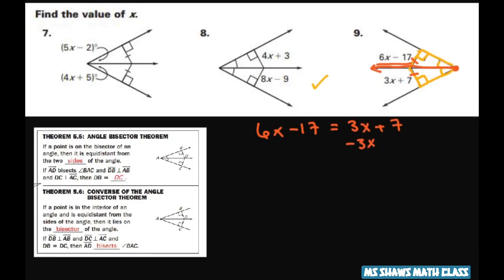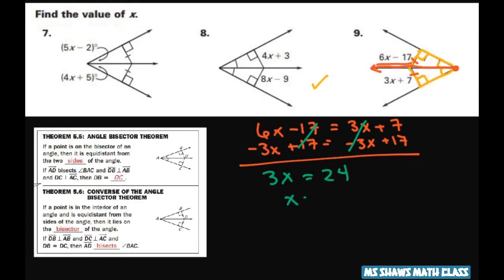Subtract 3x. Add 17. Alright, and then you're going to get 3x equals 24. So x equals 8. And that's all they want. And you can plug it in and check to see that they work out.